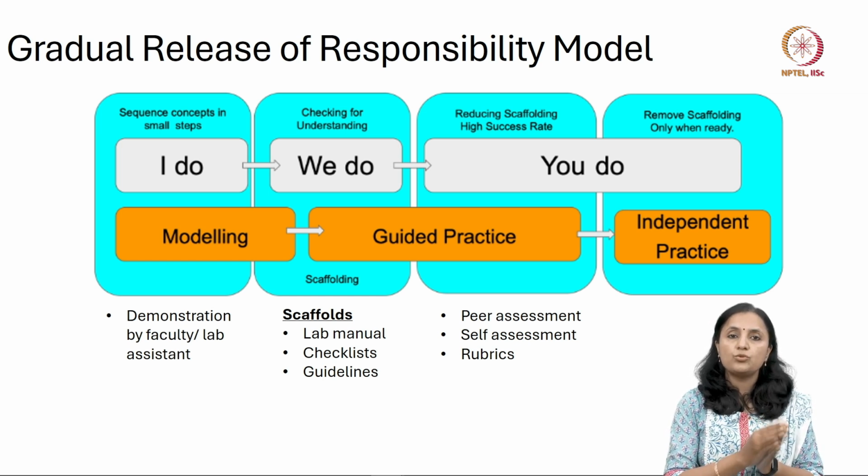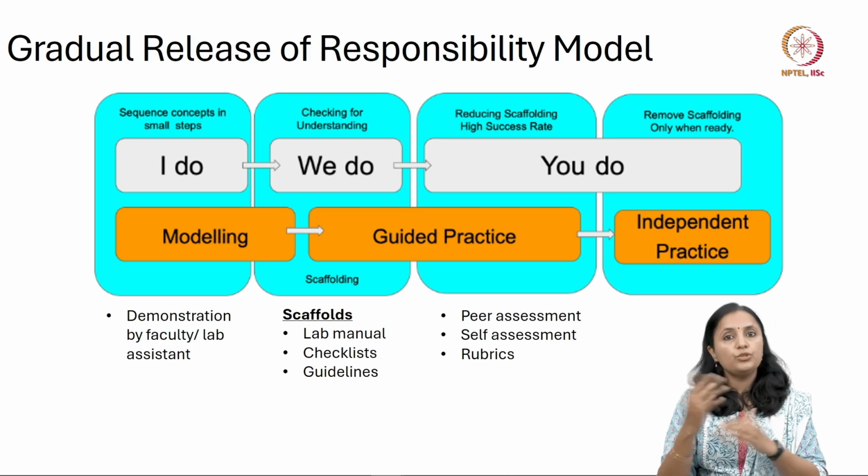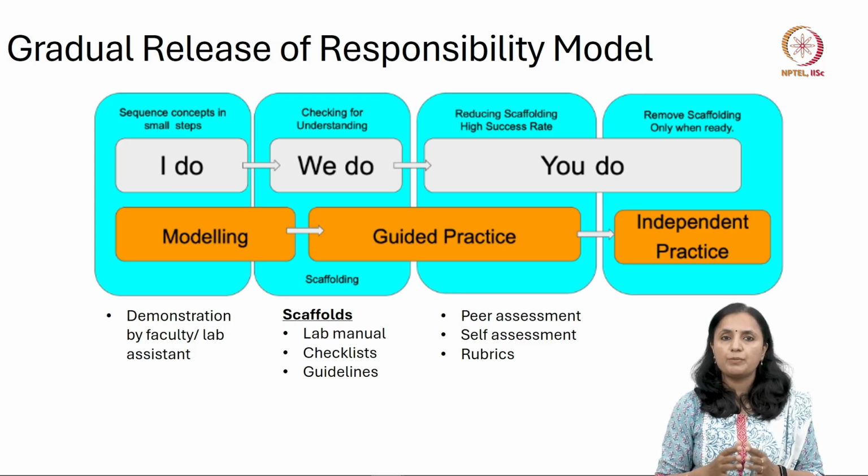Also, when we are helping students move from "we do" to "you do", now the student is conducting the experiment independently. Basically, we are trying to reduce the scaffold. And how are we doing it? Probably we are providing them with a peer assessment checklist, a self-assessment, or some kind of rubric. Through these scaffolds, the student can independently do it, because now the student is very aware of the expectations from the experiment. The student can actually independently practice and conduct the experiment.